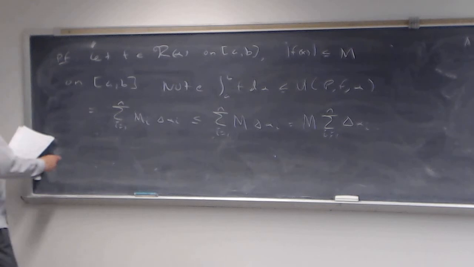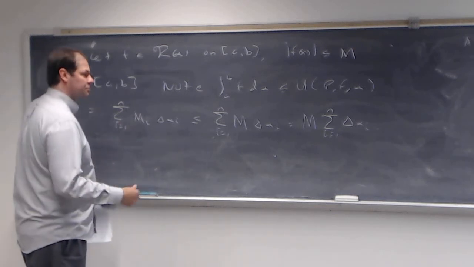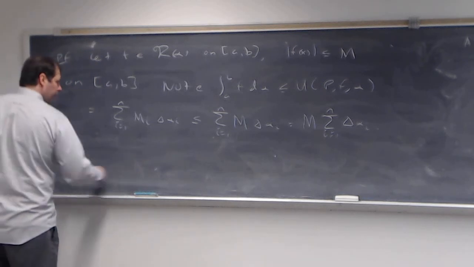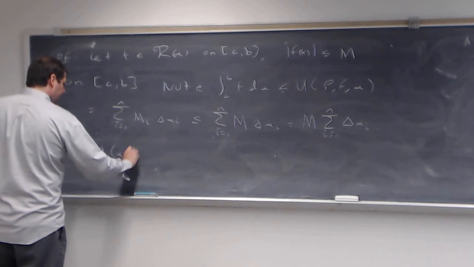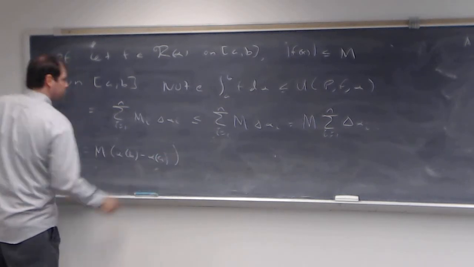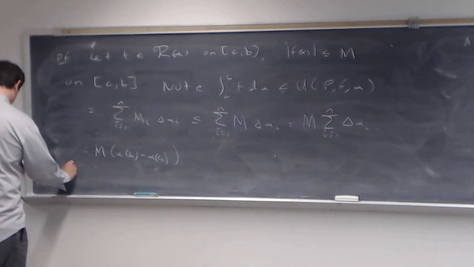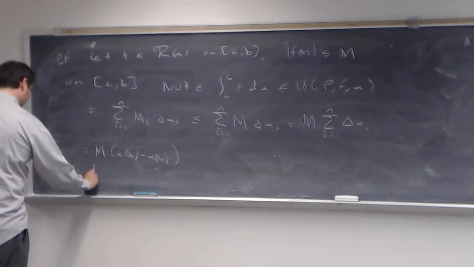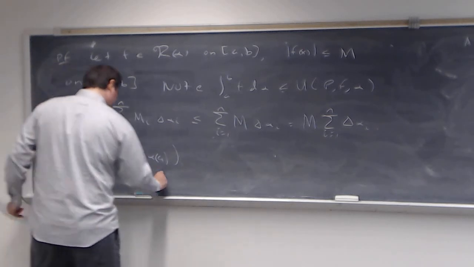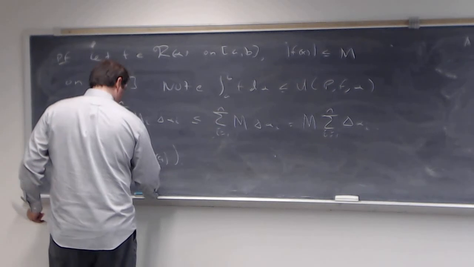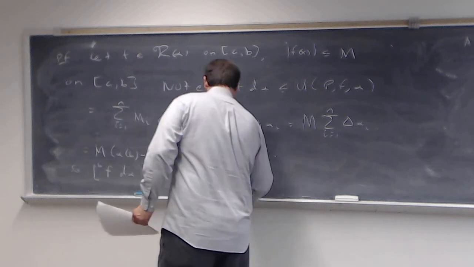And that sum of the delta alpha sub i's, as we've seen before, lots of those terms will cancel out. What we're left with is M times alpha of b minus alpha of a. So that gives us that the integral from a to b of f d alpha is less than or equal to M times alpha of b minus alpha of a.